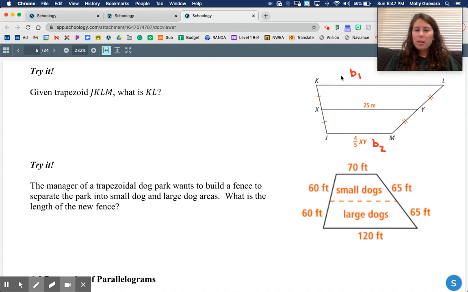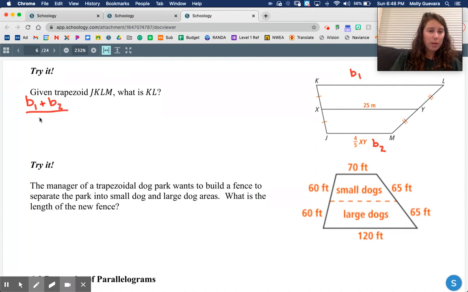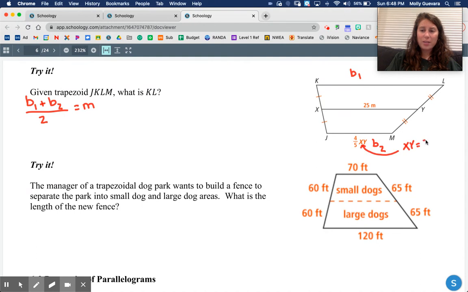I don't know what B1 is, so again, I'm going to write down my formula. B1 plus B2 divided by 2 is equal to M, where M is the midpoint, right here. Well, I know what M is. M is 25, okay? And I kind of know what B2 is. B2 is 4/5 times XY. Well, XY, this right here, XY is 25 because it's right here, right?